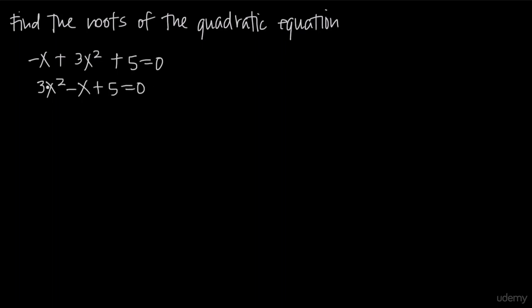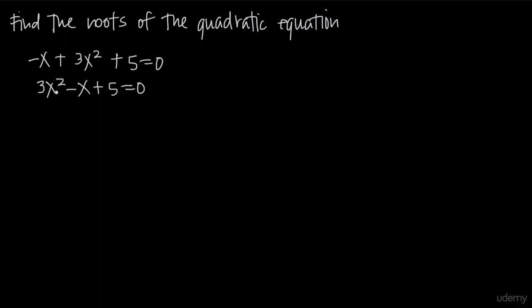From here, we can see that we have just a regular trinomial, and we want to see if we can factor this into two binomials. But there's no combination of the factors 3 and 1 and 5 and 1 that'll get us to -1. So we can't factor this as usual. What we can do is see if we can complete the square.